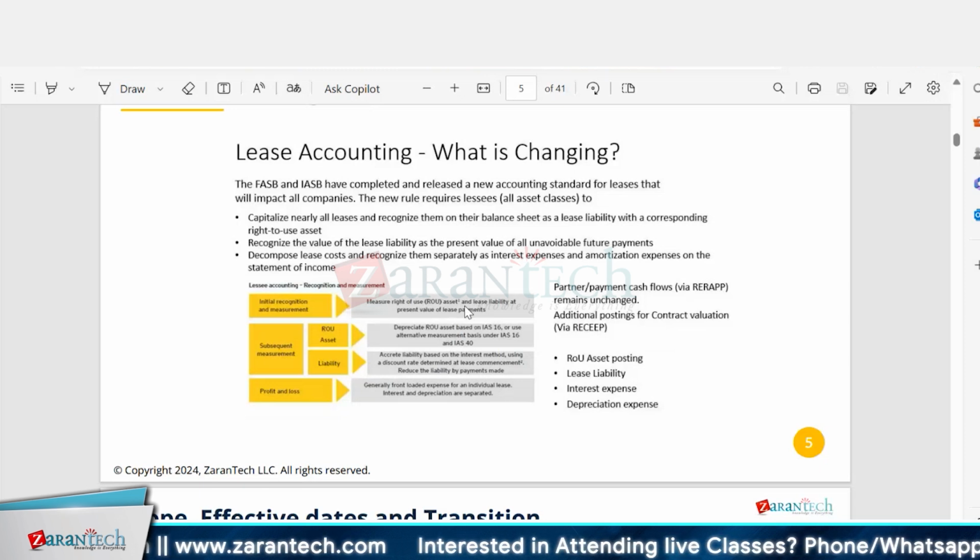Lessee accounting, recognition and measurement. Initial recognition measures the right-of-use asset and lease liability at the present value of your lease payments. Depreciate the ROU asset based on IAS 16 or alternative measurement under IAS 16 and IAS 40. This is for the right-of-use asset. For the liability, accrete the liability based on the interest method using a discount rate determined at lease commencement. Reduce the liability by payments made.